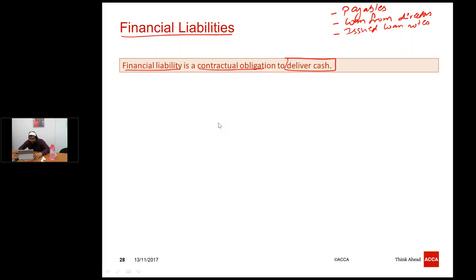Kuratulan is asking the difference between preference, redeemable, and irredeemable shares. Kuratulan, basically preference shares which are redeemable are a financial liability, and which are irredeemable is an equity.